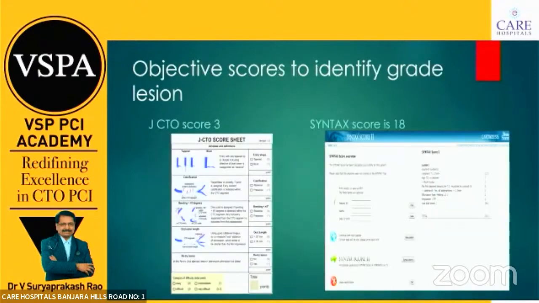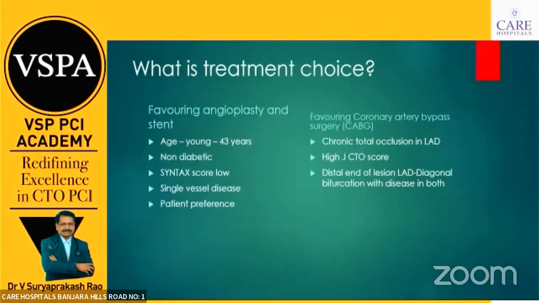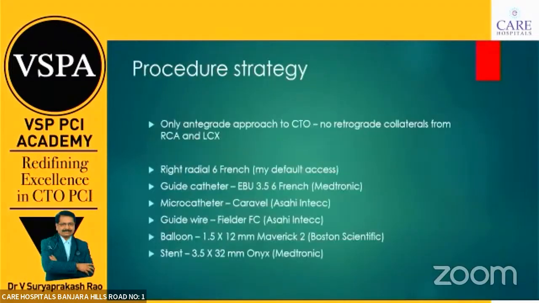Next slide, please. So this patient has a high JCTO score, but the SYNTAX score is quite low. He would be a very good candidate for angioplasty, because that shows the limitation of the SYNTAX score, because it doesn't take into consideration the CTO, the challenges in the CTO crossing. Next, please.